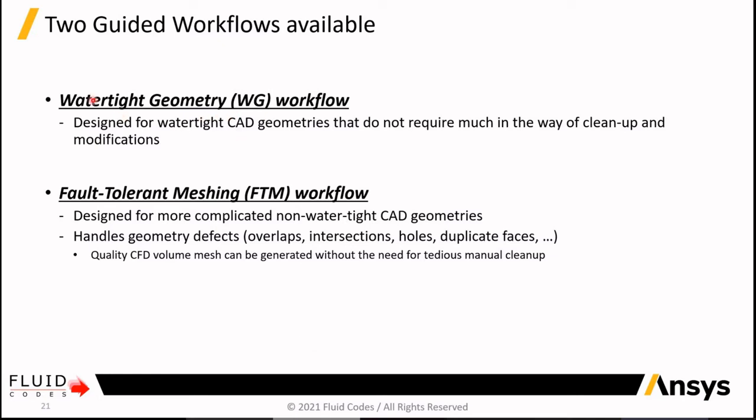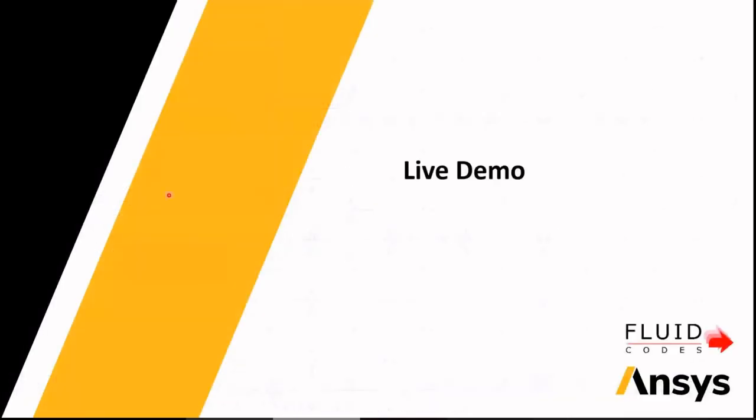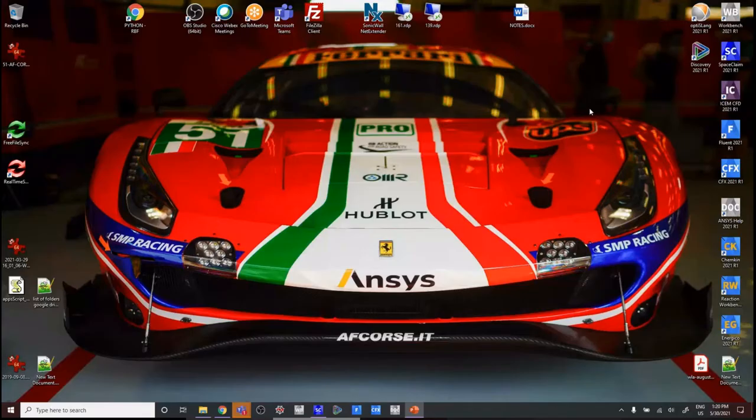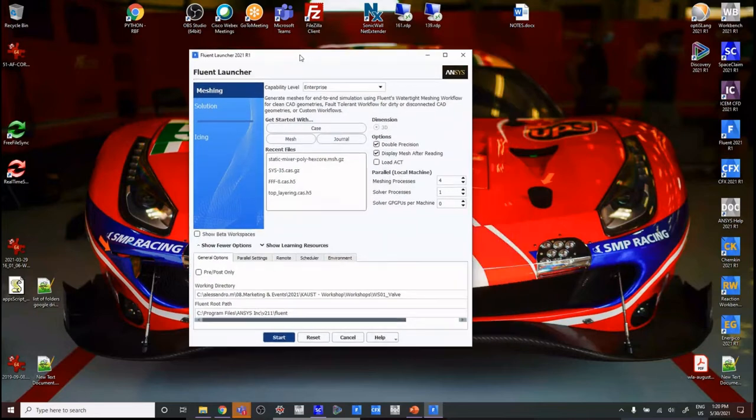So what I want to do now is switch, for the rest of the time available, to a quick demo of the Watertight geometry workflow. Okay, so let me open Fluent. This is the launcher, Fluent. We are in meshing mode. As you can see, there is only one single launcher.